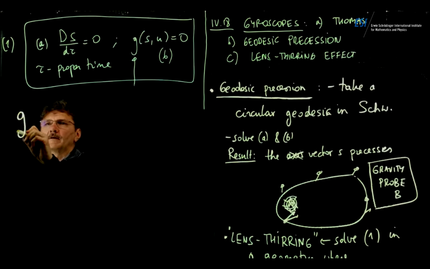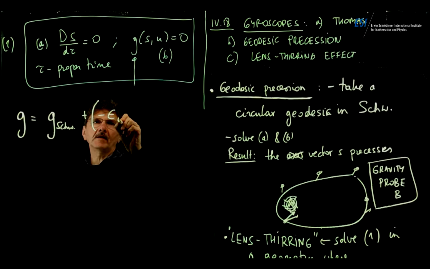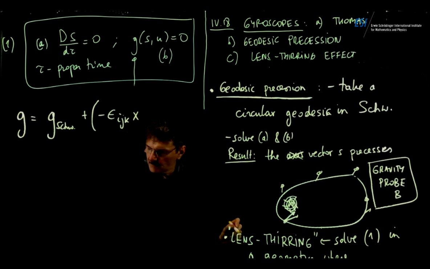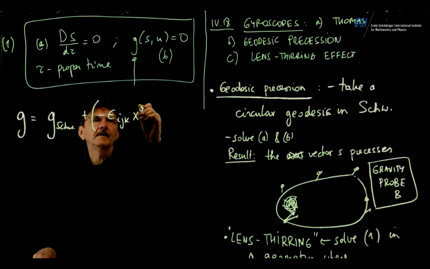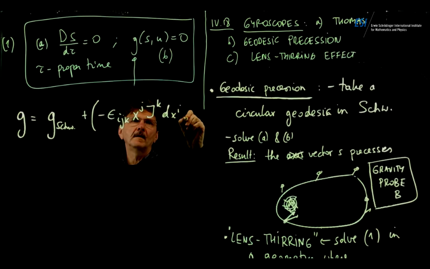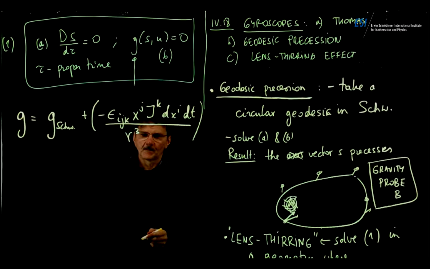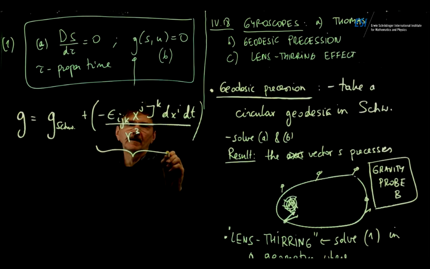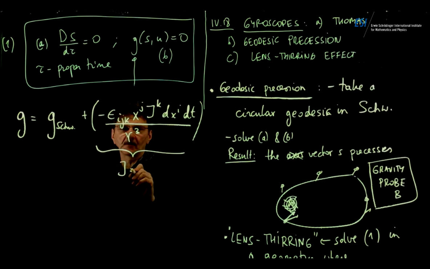So the metric is going to be g, the Schwarzschild one, plus, and actually the plus is a minus, minus epsilon ijk x^j J^k. Let me just make sure that I have the signs correct. Yes. So this J here, before, in our geodesics, J was the angular momentum of the geodesic. Here J is the angular momentum of the source. Angular momentum.